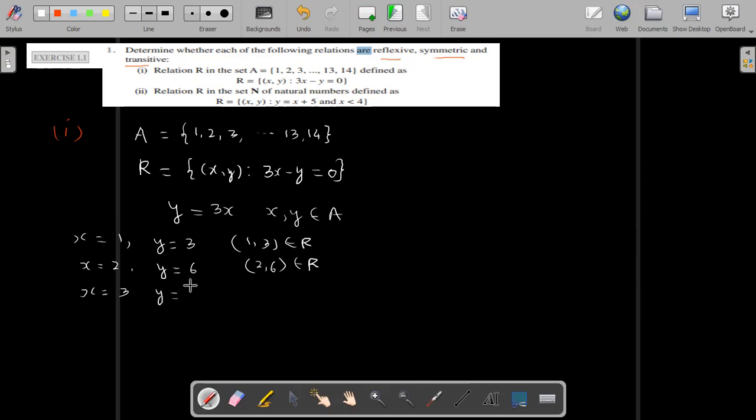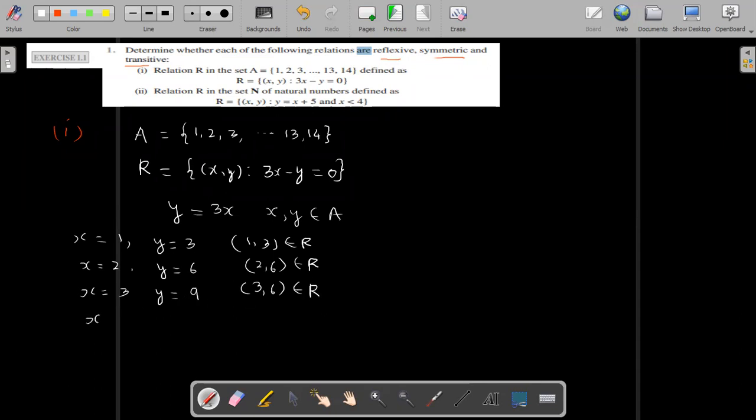But it is not necessary to check every time, because just in the starting you should keep in your mind what the means will be, whether it will be reflexive or not. So then, what will y be? x is equal to 3, 3 times 3 is 9. So 9 is also there, so this pair will also belong to the given relation.